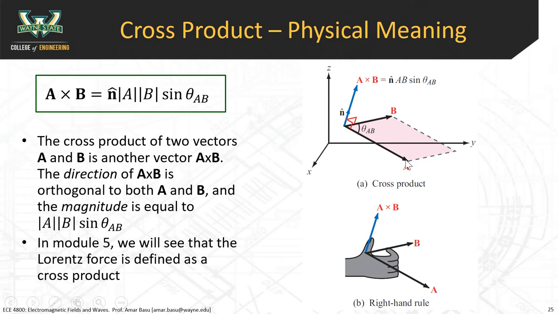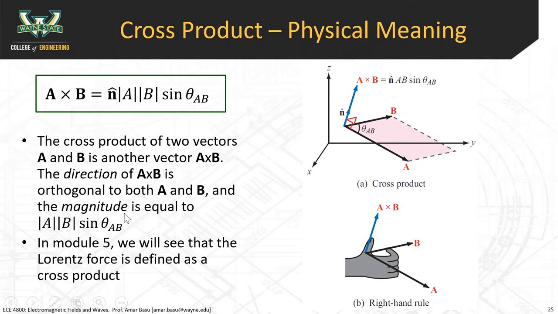Whatever makes more sense to you, you can think about A cross B as a vector that is perpendicular to both A and B, or you can think about it as A cross B being perpendicular to the plane that is generated from these two vectors, A and B. Okay, so that's the important part about the direction of the cross product. If I tell you to find a vector that's perpendicular to both A and B, then the cross product is the way to do it. The direction of the cross product tells you that. And the magnitude, as it's listed here, is equal to the magnitude of A, magnitude of B, sine of theta AB.